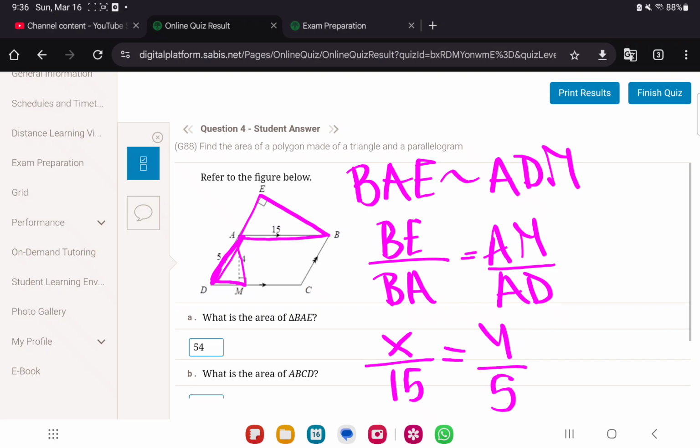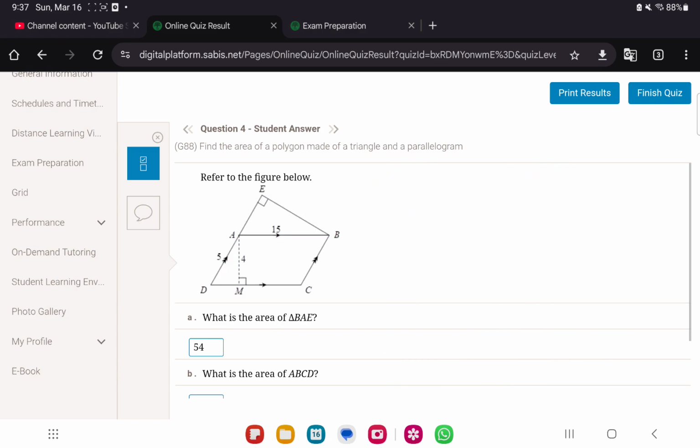So for x, we do 15 times 4, which is 60. 60 divided by 5 is 12. So x equals 12. Now we found EB. We have AB. Now let me show you. We're going to use the Pythagoras theorem, in a right triangle. To find the hypotenuse of the triangle, you use the Pythagoras theorem.